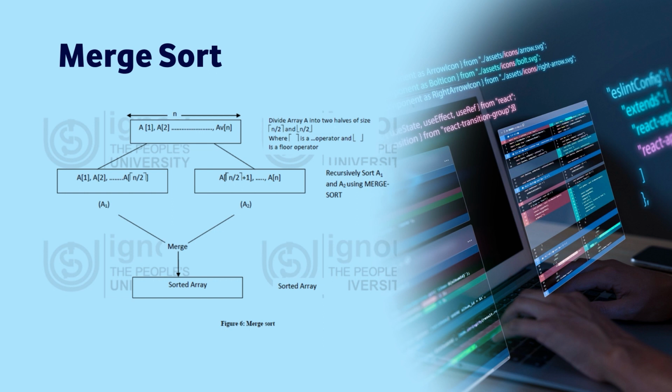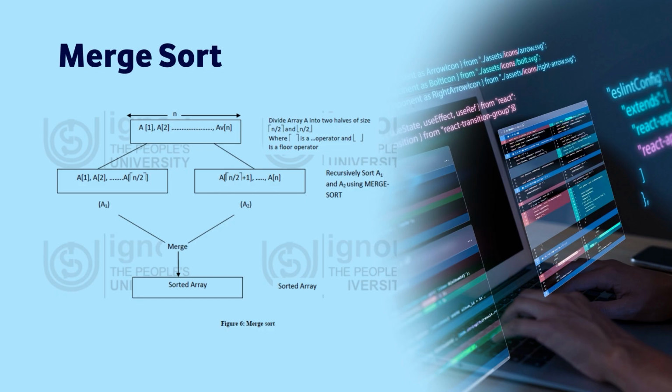If you see the diagram of merge sort here, the list contains n elements from a of 1 to a of n. If there are 8 elements, it will be from a of 1 to a of 8. Now you divide it into two parts.